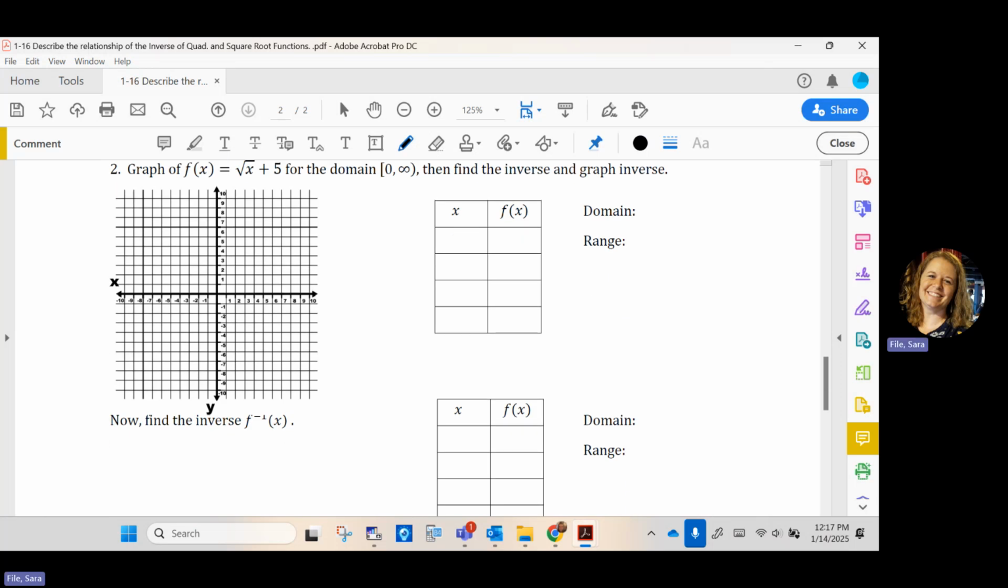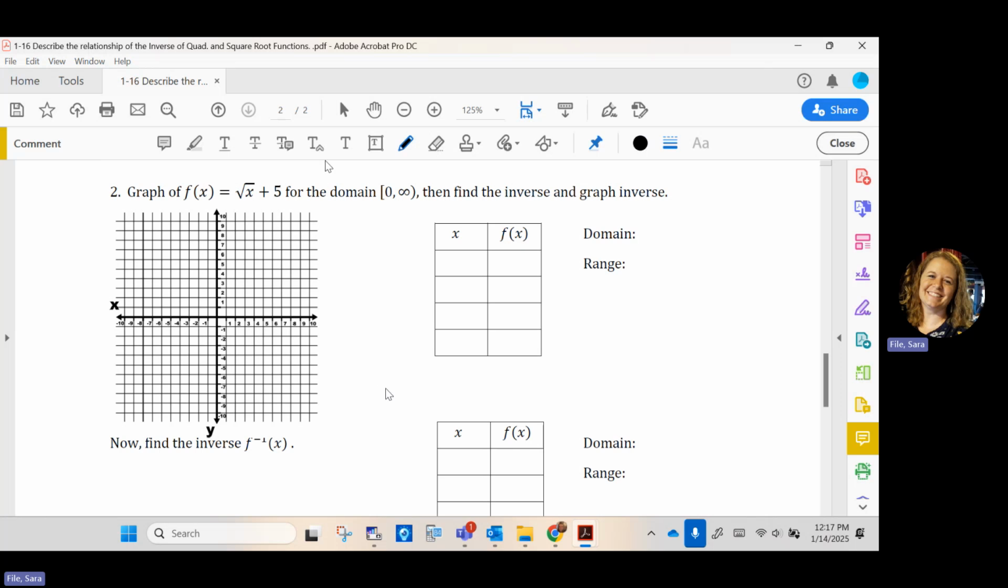All right, let's try one more. Actually, I guess there's 2 on this page, but I'm not positive we'll get through both in this video because my lunch break's about to be over and the bell's going to ring. Let's go ahead and graph this.